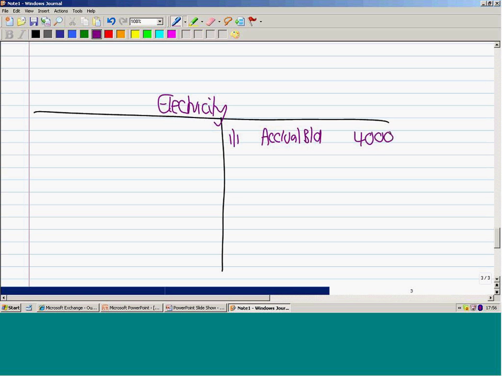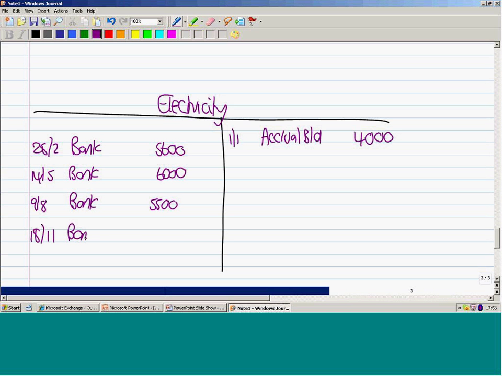Then those four payments: we're debiting the expense account and therefore crediting the bank. I'm not bothered about the bank, but here, on the 28th of February, a payment of 5,600, and on the 14th of May, a payment of 6,000. On the 9th of August, we've got the bank payment of 5,500, and then on the 18th of November, we have a bank payment of 6,200.